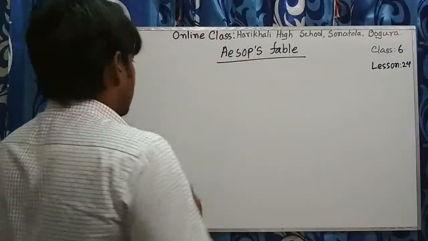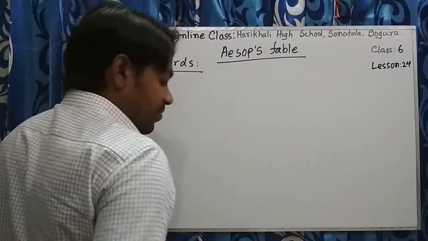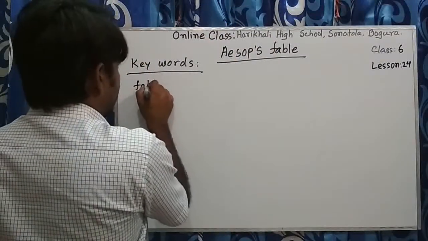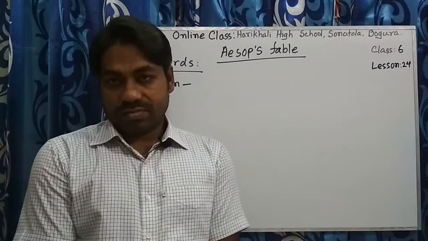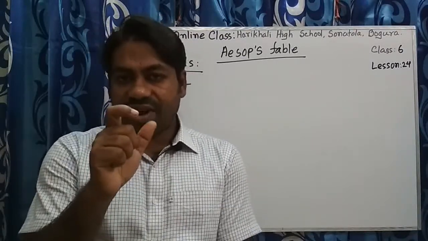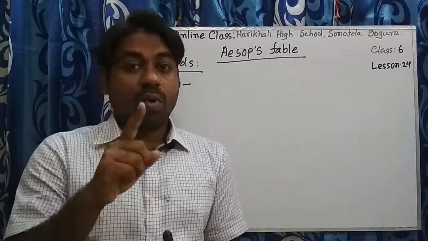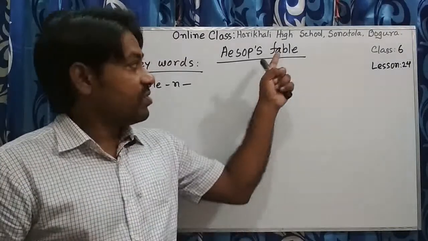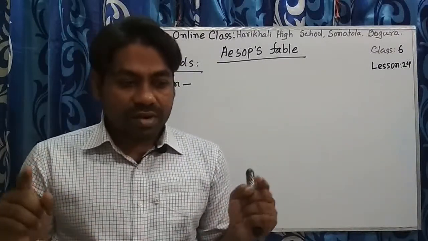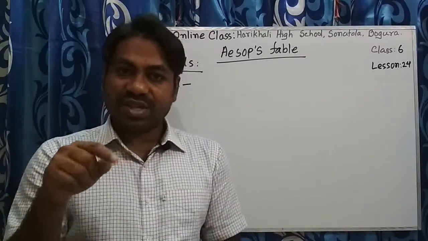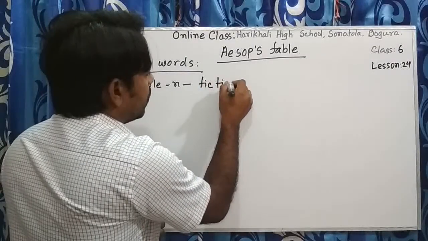At the very beginning, I am writing keywords. The first keyword is fable. F-A-B-L-E. Fable. It's a noun. Fable means a story, but it has a difference from the common story, because fable means those stories which have some moral value. You will get a lesson from this fable, but it may not match reality, but you will have a message from here. So we can say it is fiction. F-I-C-T-I-O-N. Fiction.